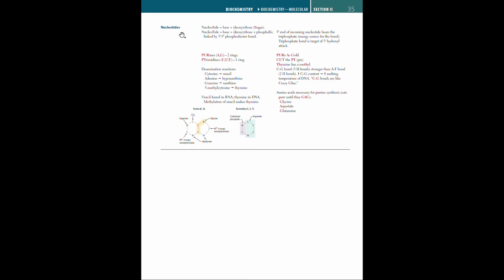So here you can see nucleotides and nucleosides. There are two types, nucleosides and nucleotides. You have to remember this because it's basic and very important. You have mnemonics over here.